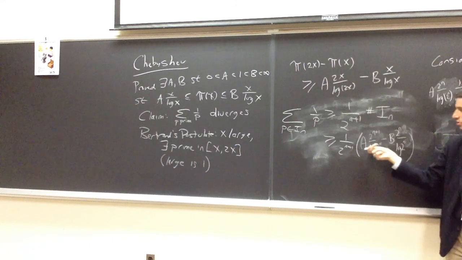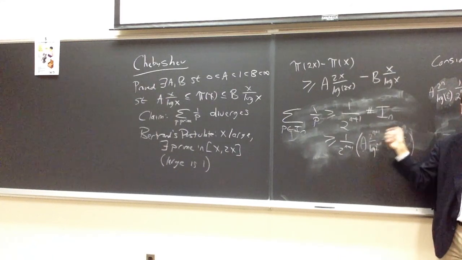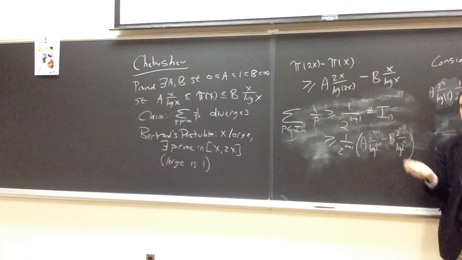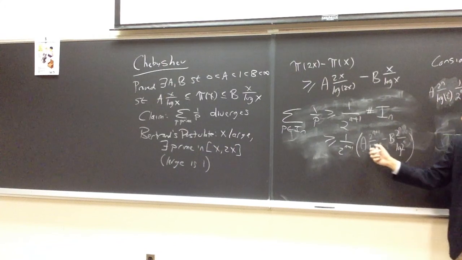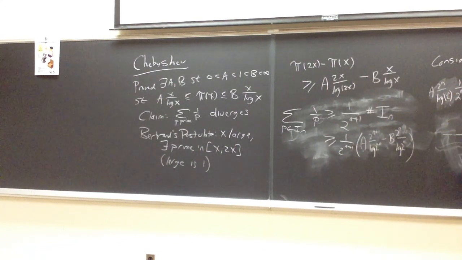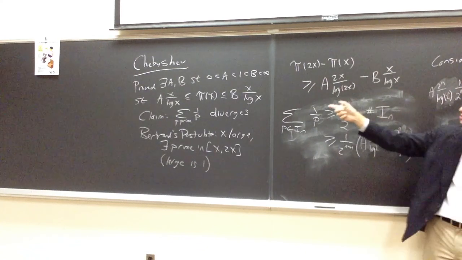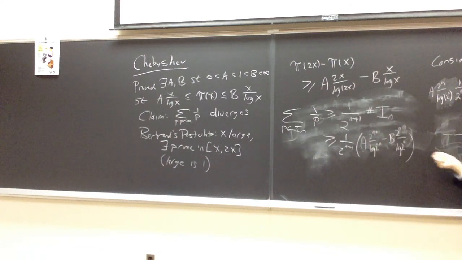And now for this to work, we need some good control over a and b. If a is very small and b is very large, this is going to be a negative number. And we'll have the sum of the reciprocals of the primes is greater than or equal to negative 5. That will be useless. And so in the book, I go through the argument of how you can get a reasonable estimate for a and b and prove that there is a positive constant, c, such that the number of primes between x and 2x is cx over log x. And that's really what we need here.